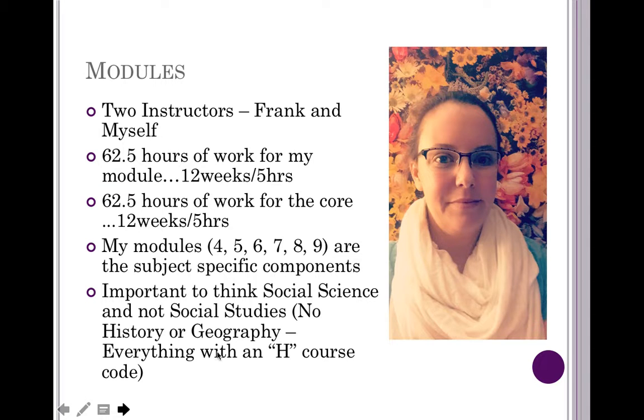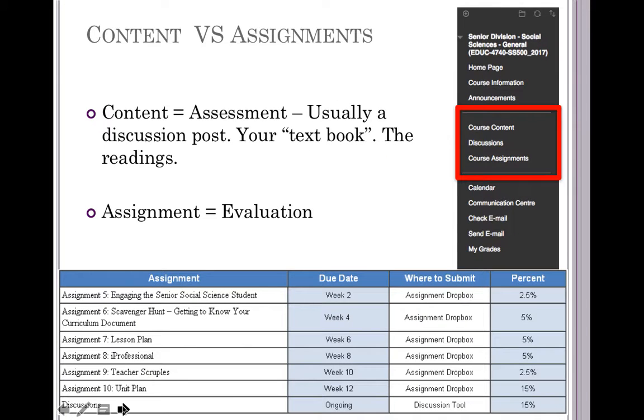If you wanted to teach history and geography, if that's where you were going, this is the wrong course. With social science, you're going to be eligible to teach anything with an H course code at the senior level, and we're going to learn deeply what are the courses that start with H, but none of them are history and geography. So just to clarify that point.